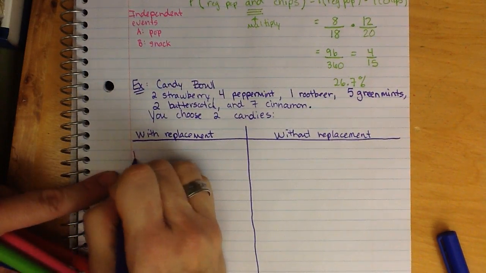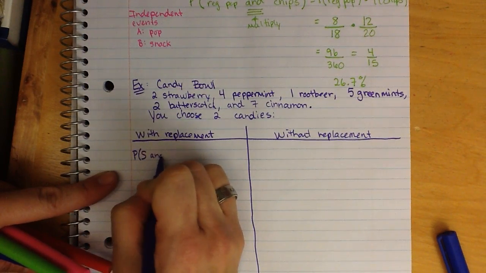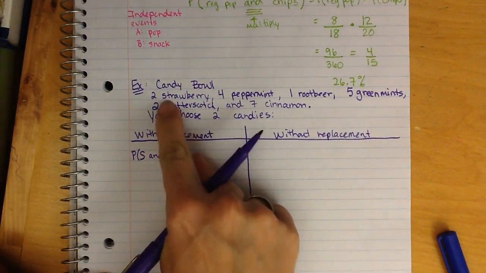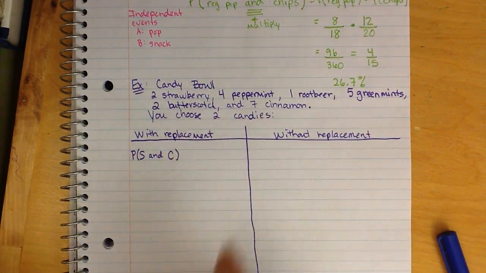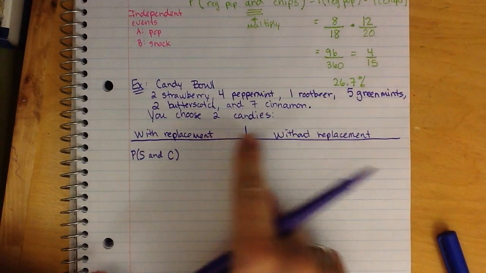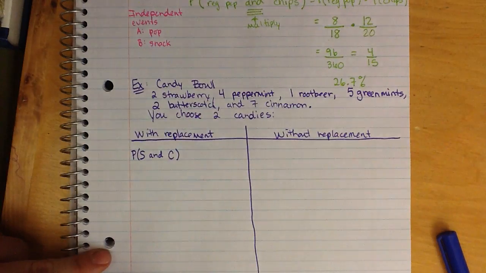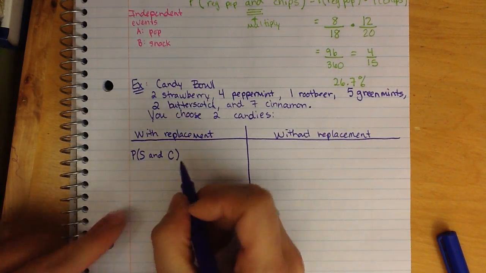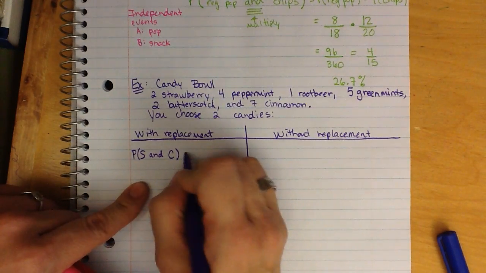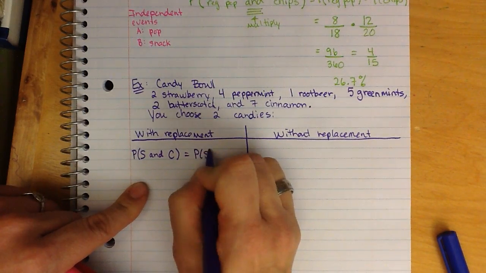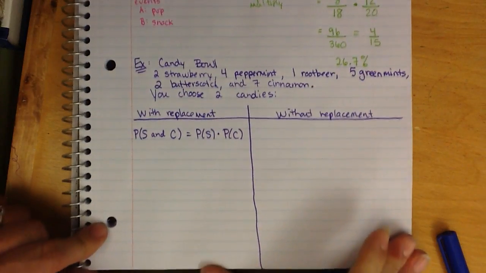So let's find the probability that we choose a strawberry and a cinnamon. So I have 2 strawberry and I have 7 cinnamon. How many total candies do I have? Let's see, 7, 8, 9, 10, 15, 19, 20, 21 total candies. So to figure out the probability with an "and," remember I'm multiplying, so that's the probability that I choose a strawberry times the probability that I choose a cinnamon.